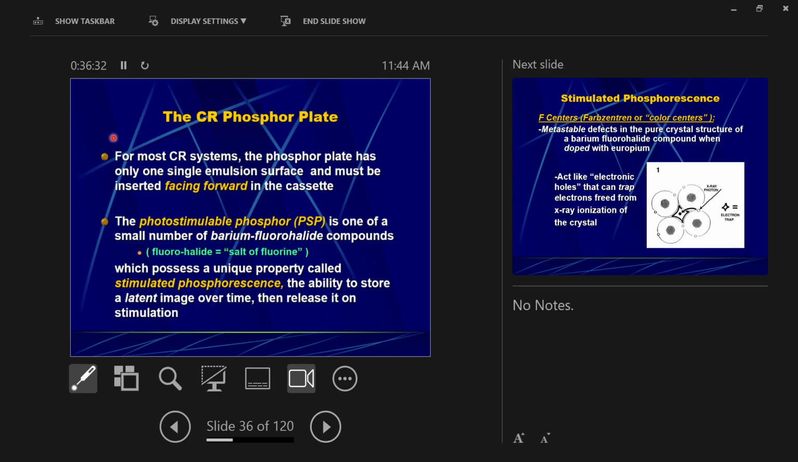Okay. The phosphor plate is called single emulsion. There's a detector only on one side. The phosphors are only on the front side. They're not also on the back side. That's what we mean by single emulsion. This is different from photographic film. In photographic film, there's detector stuff on both sides, but on CR plates, it's only on one side. Single emulsion.